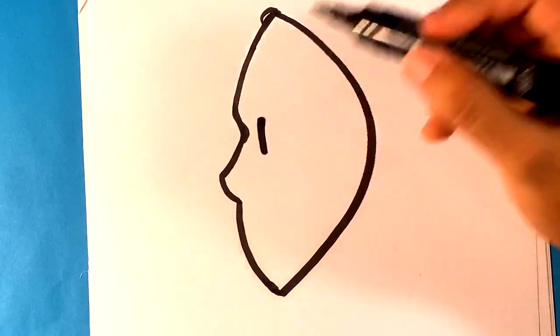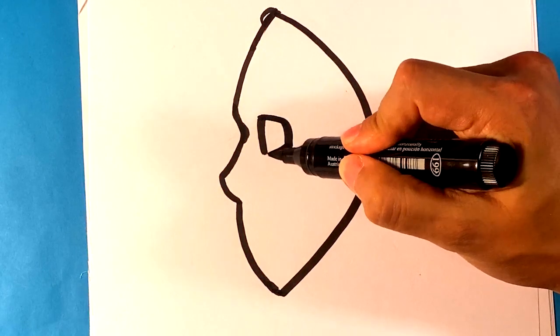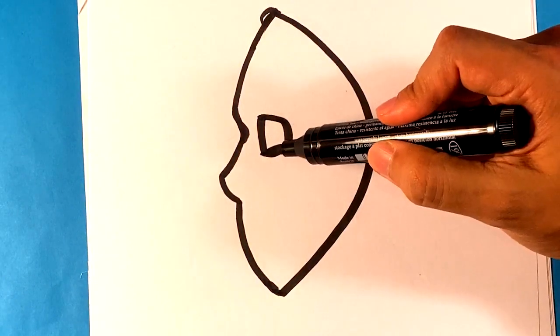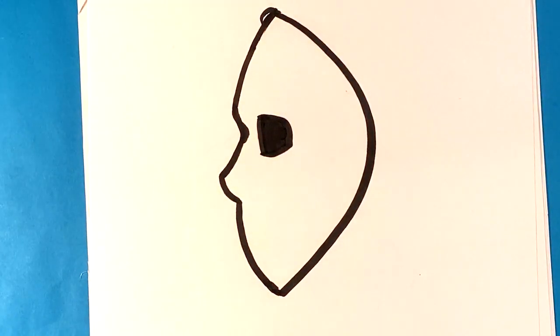You pull up, in, down, so you have that kind of marshmallow-style square for the eye, and I'm going to fill that in. See, it's real simple, we're almost done as it is.